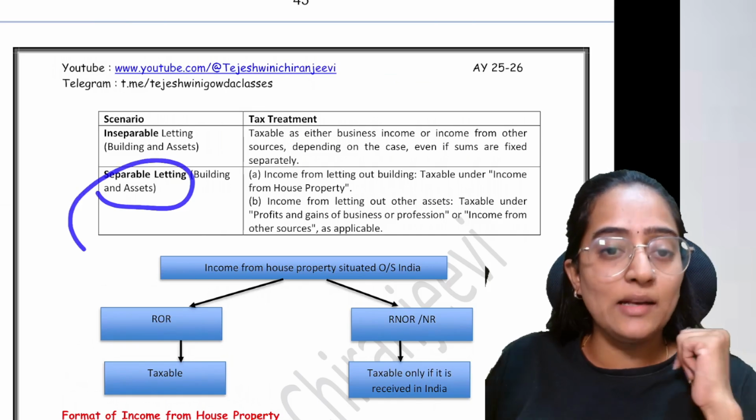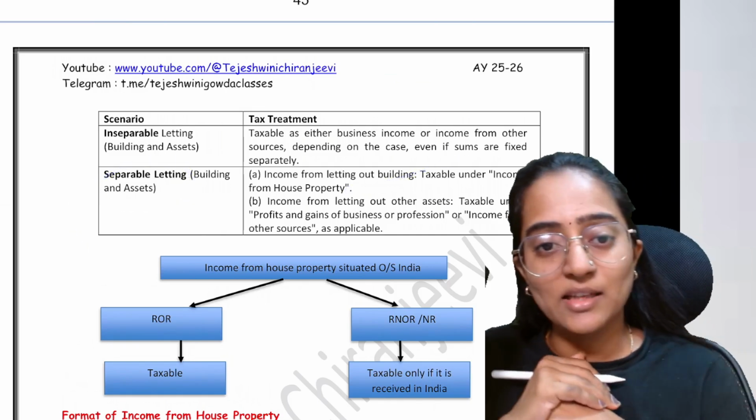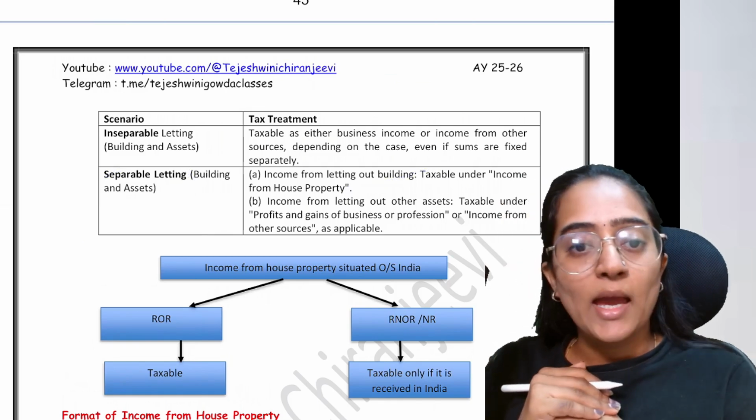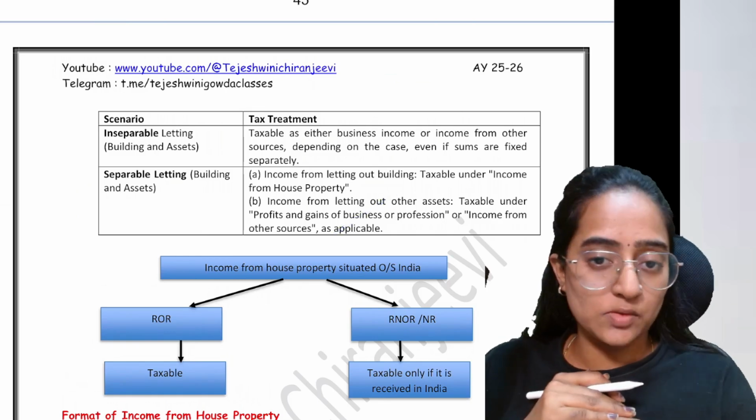If it is separately letting, then to the extent of property rent, whatever you get will be taxed under the head income from house property. And for the asset which is provided, it will be either PGBP or income from other sources.